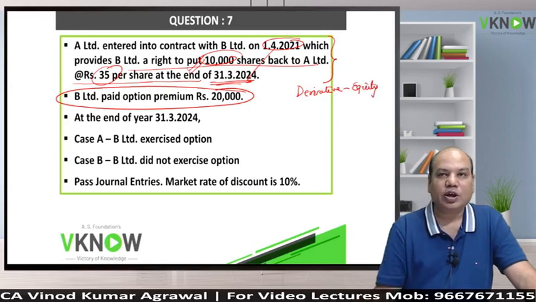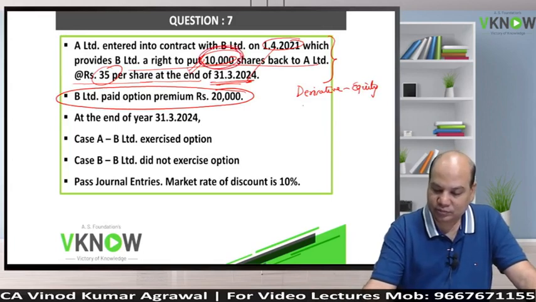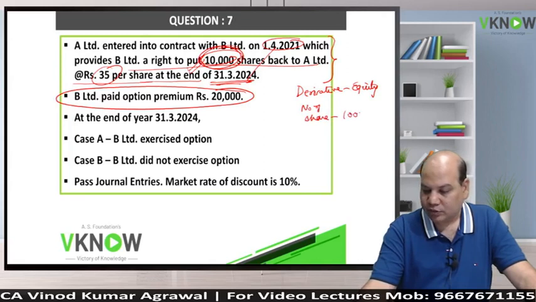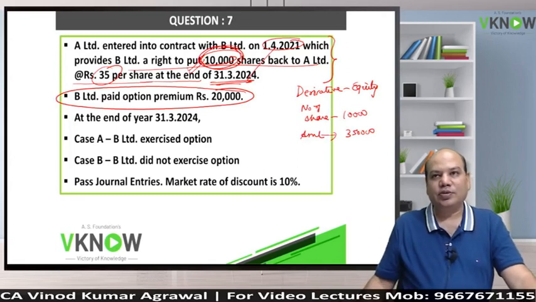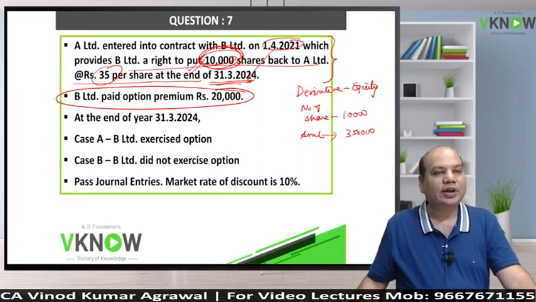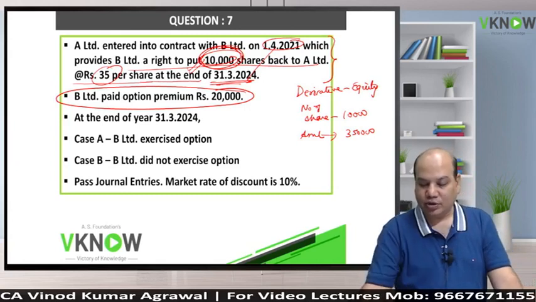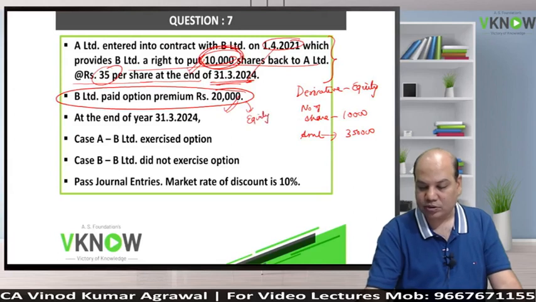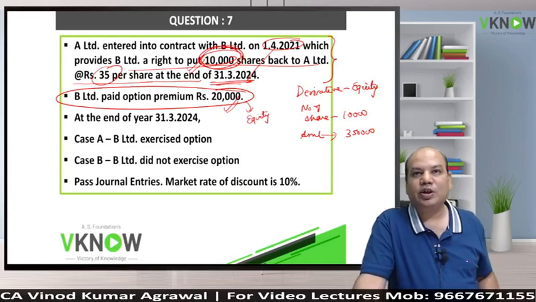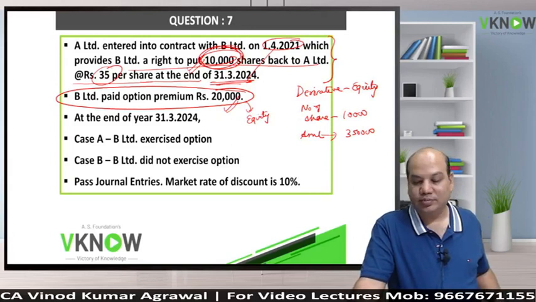Derivative equity. Why? Fixed number of shares, 10,000. Amount is fixed, 3,50,000. Is it right? So this instrument will be called a derivative equity instrument, not liability. So the premium received will also be transferred to equity account. Premium will also be treated as an equity item.